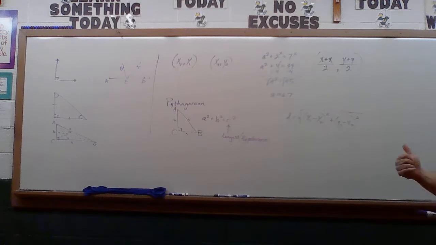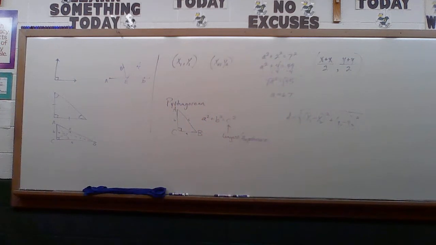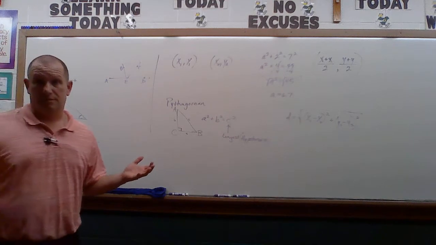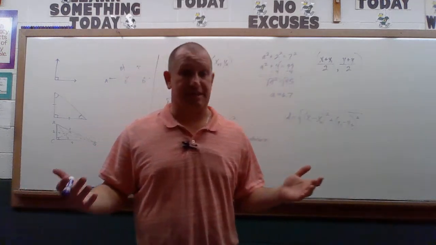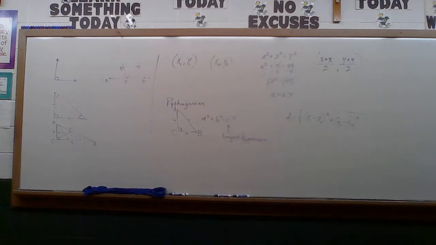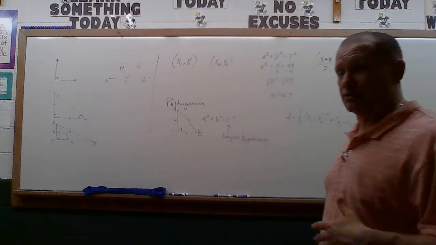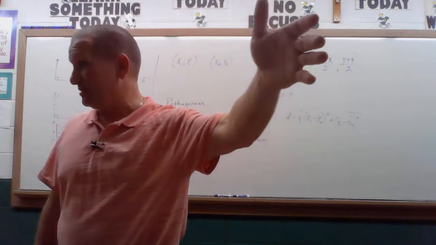Same shape but different sizes, right? So we know that if the two triangles are similar, what's true about the angles in the two triangles? Well, what does that mean? If the angles in similar triangles are similar, what does that mean about the angles? They're the exact same measurements.